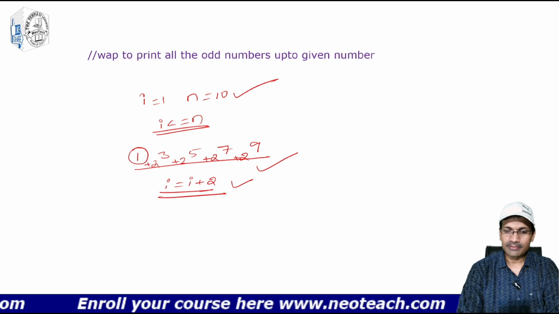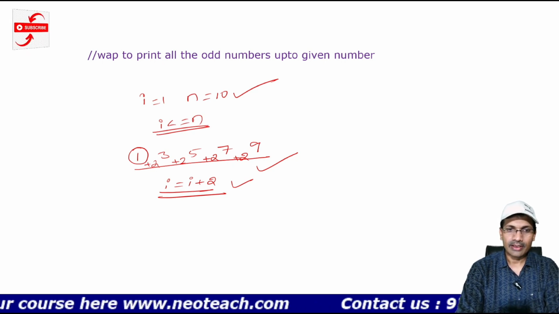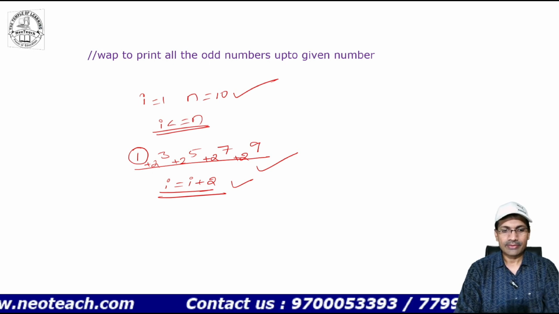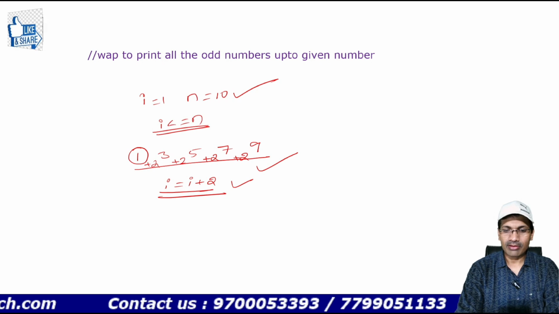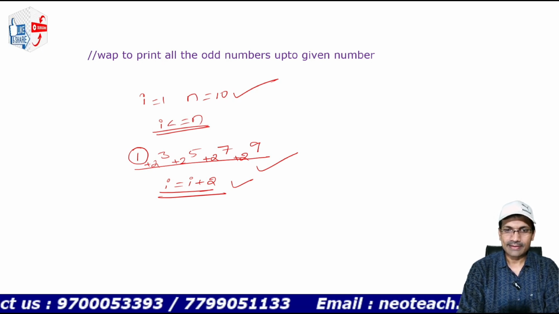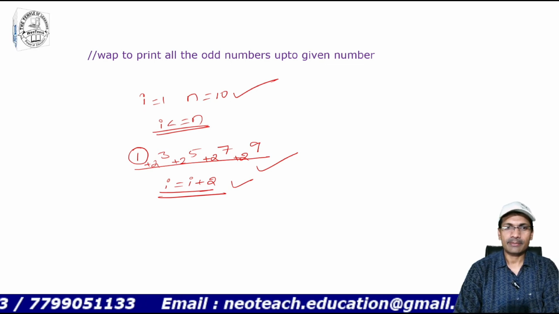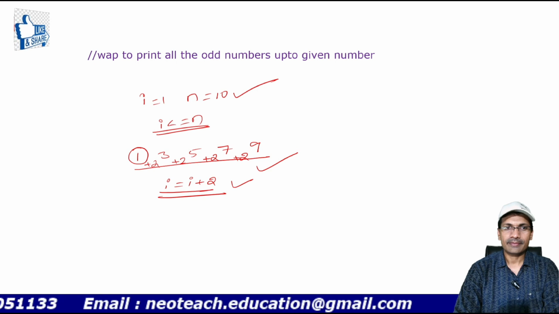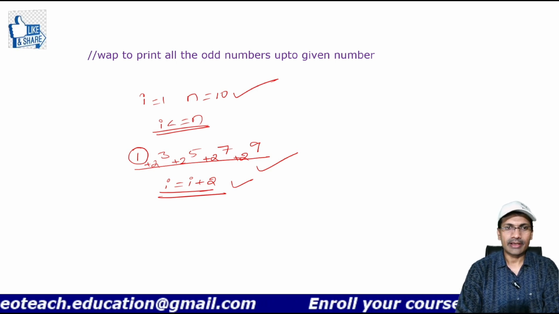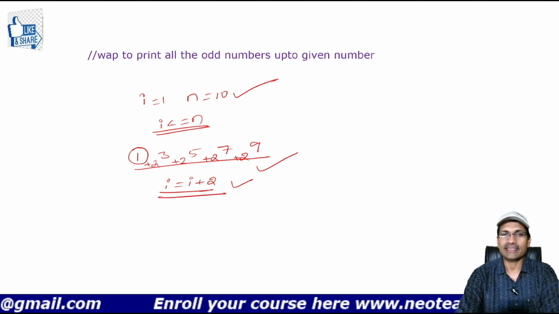Now that the I value is printed, I is going to increase by 2 like this. So this is the program. Suppose I save it as odd print.c. Now I will compile this program first and run it, giving 10. See, up to 10 all the odd numbers are printed: 1, 3, 5, 7 and 9.